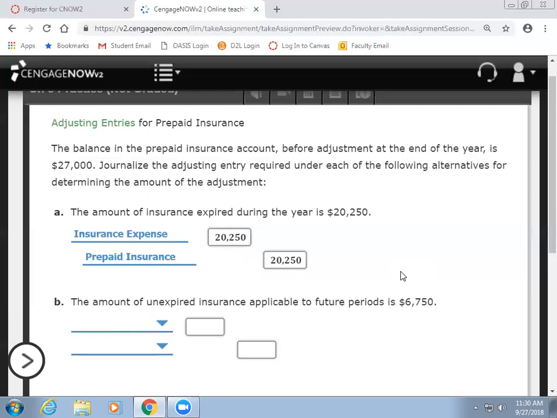On part B, though, they tell me how much unexpired insurance is still left. That's telling me what the ending balance in my prepaid insurance should be. So that's when I'm reverting back to my T account. That's when I'm looking back here, and I started with 27,000 debit because it's an asset. And at the end, it should have a balance of 6,750.